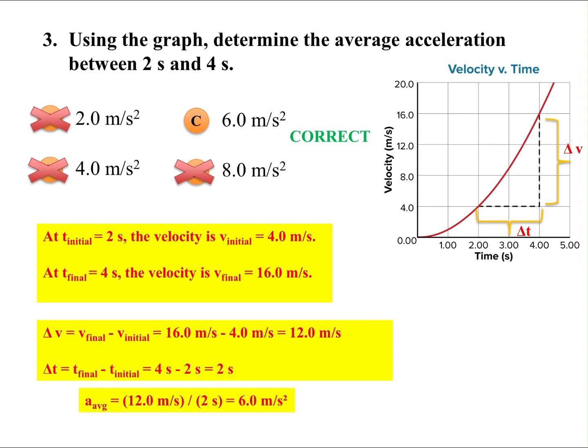And at the final time of 4 seconds, the final velocity is 16 meters per second. Then find the difference between the final and initial velocity and divide it by the difference between final and initial time to get the average acceleration of 6 meters per second squared.